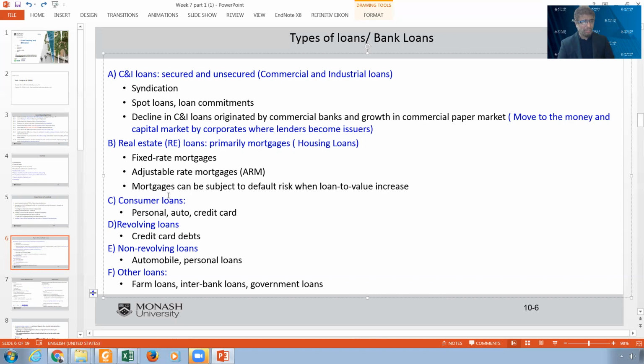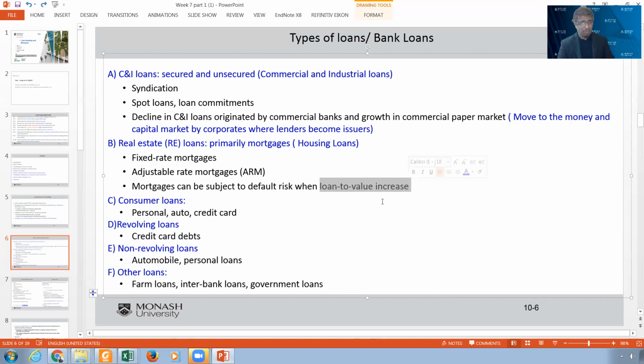We have also real estate loans, primarily mortgages. Some of them are fixed rate mortgages, and we can have adjustable ones. We call it ARM, and most of the loans are actually adjustable because they link them to the basic lending rate. Mortgages can be subject to default risk when the loan to value increases. This is an issue we will discuss later.